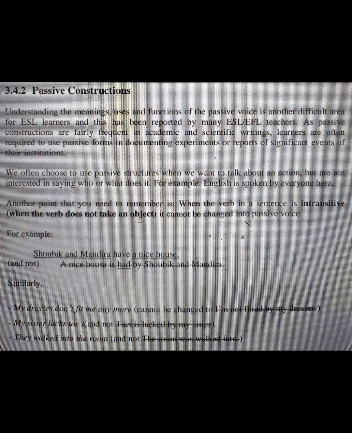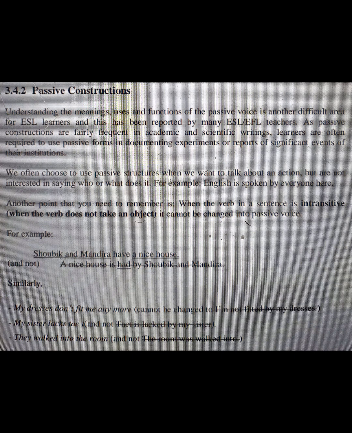As passive constructions are fairly frequent in academic and scientific writings, learners are often required to use passive forms in documenting experiments or reports of significant events of their institutions. We often choose to use passive structures when we want to talk about an action, but are not interested in saying who or what does it. For example, English is spoken by everyone here.